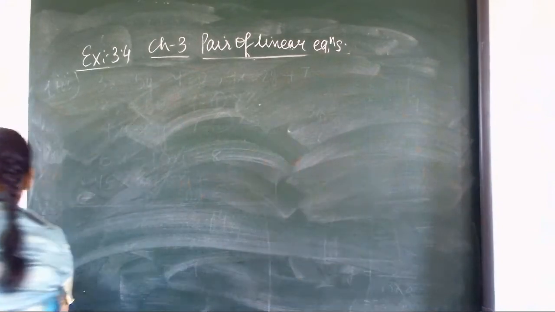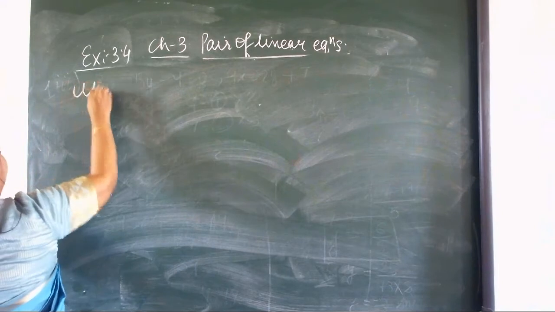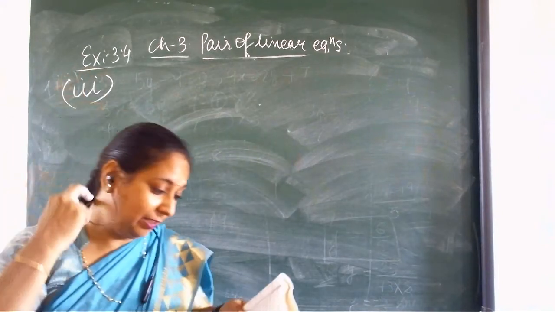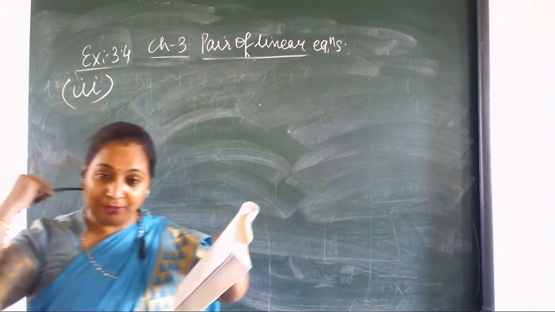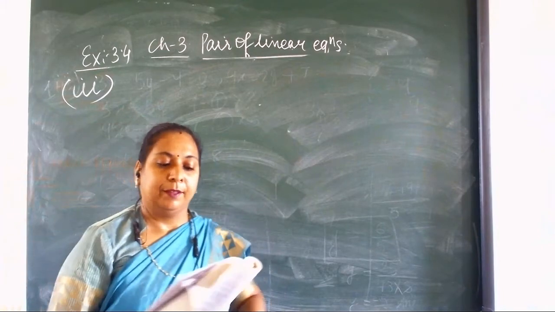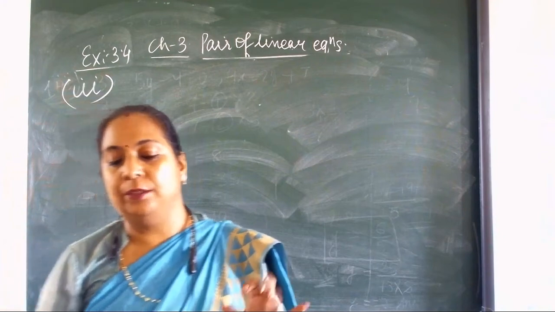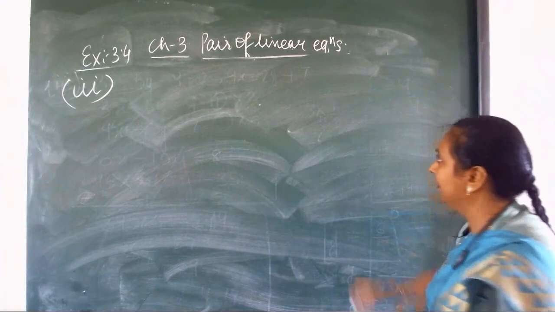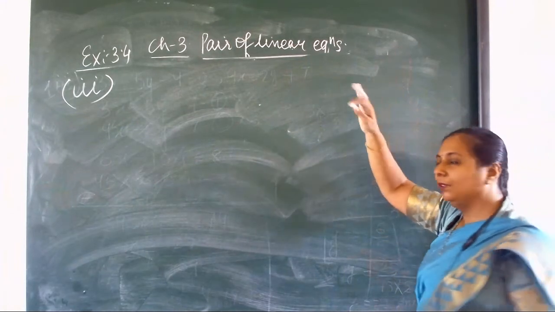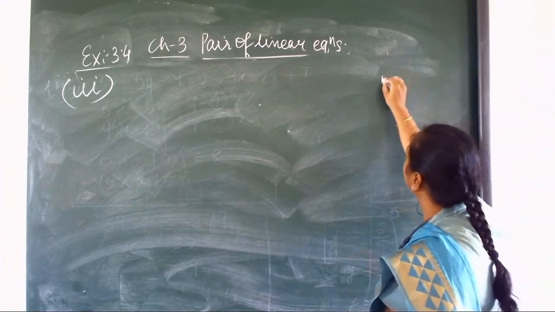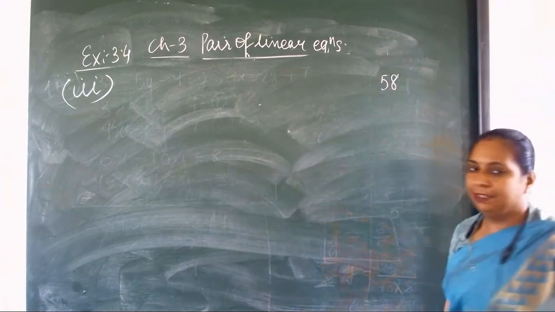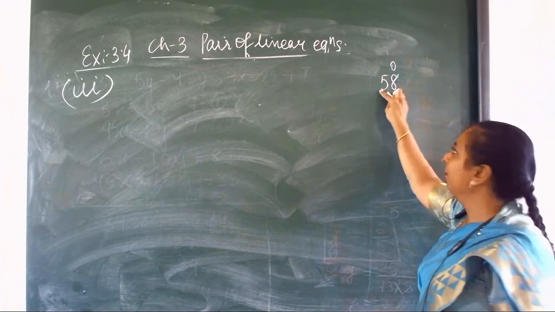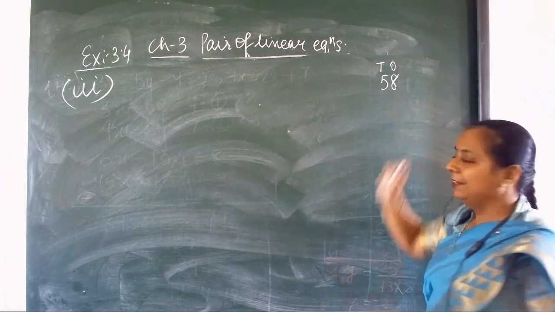Third part. This third part is very important to understand. The sum of the digits of a two-digit number. First, let me clarify the concept of a two-digit number. Suppose I am taking one example of a two-digit number. If I write 58, on the ones position 8 is there, and on the tens position 5 is there.